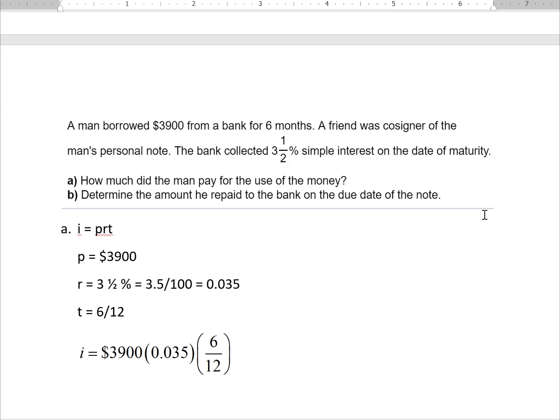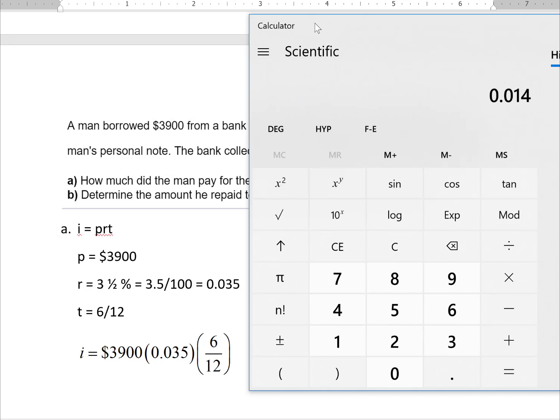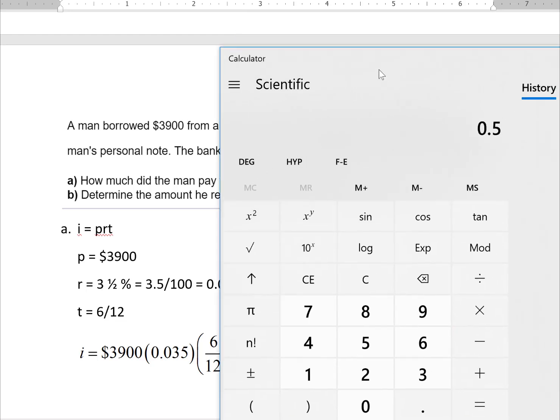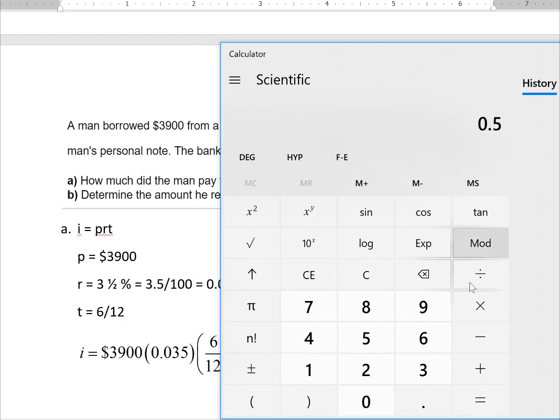I equals PRT. The amount he borrowed was $3,900. Interest rate 3.5%. We convert that to 3.5 divided by 100 gives us 0.035, and the time is 6/12. So in my calculator, I'll start with that fraction. And I could have simplified that fraction. The 6/12 is the same thing as 1/2. And then I'm going to multiply that by the interest rate, 0.035, and then finally multiply by the amount that he borrowed, which was $3,900.